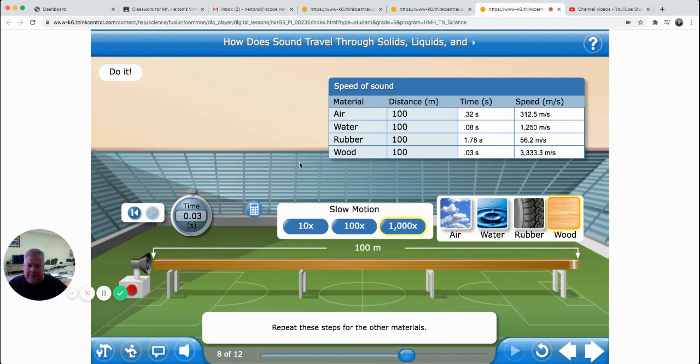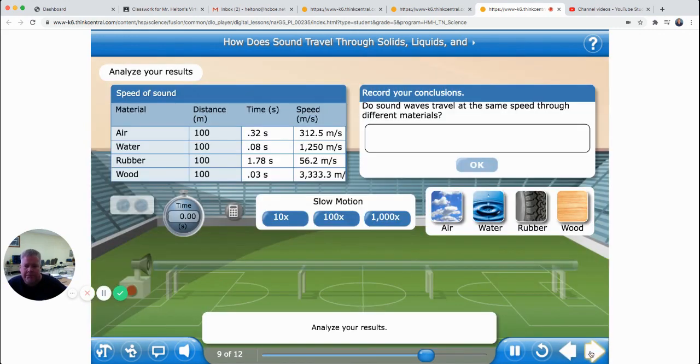So the only thing that surprised me about this experiment is the rubber. Maybe it's going to tell us why it moves so much more slowly through the rubber than anything else. Do you know why? Do you have any idea why it would? I don't know. Let's see what it says. Analyze your results. What did you find out about the speed of sound in different materials? Type your answer in the box and then click OK.